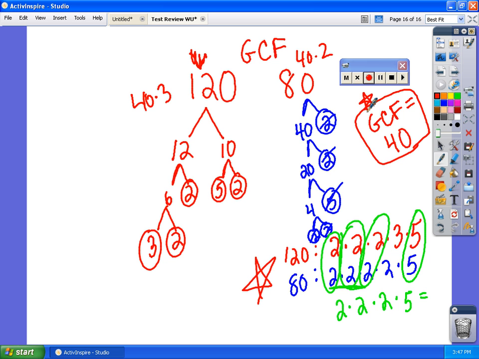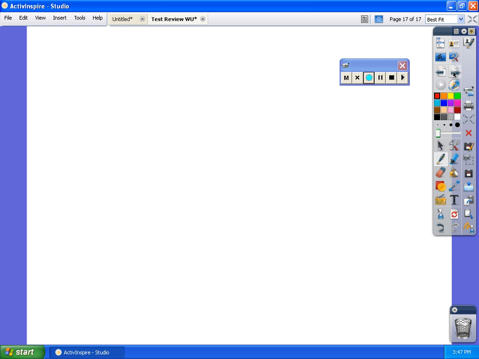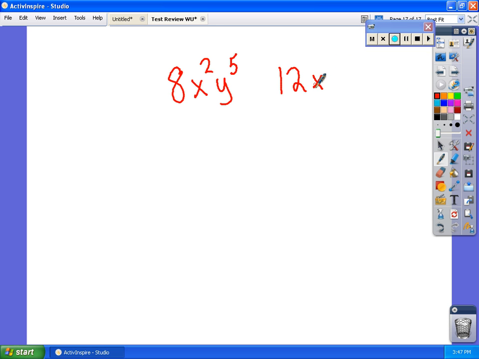So there's one other small thing with this: sometimes we could add variables, but variables are really easy. So if you have 8x squared y to the fifth and negative 12x to the third y, and I'm asking you for the greatest common factor, well, I'm going to show you both ways that you could do this.